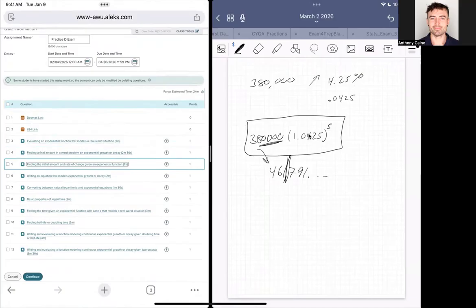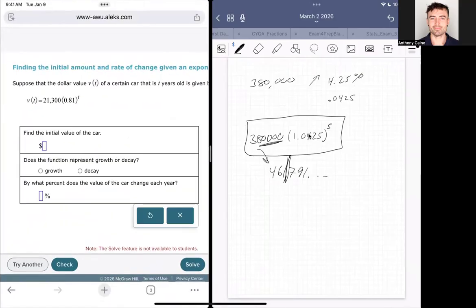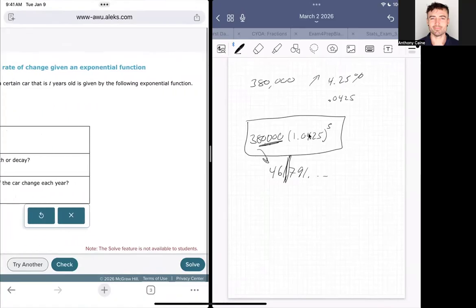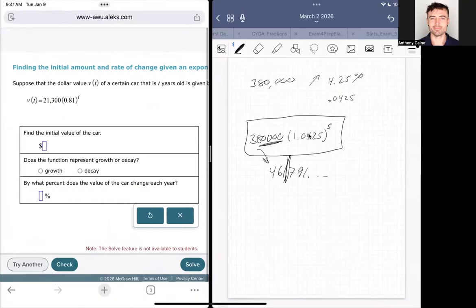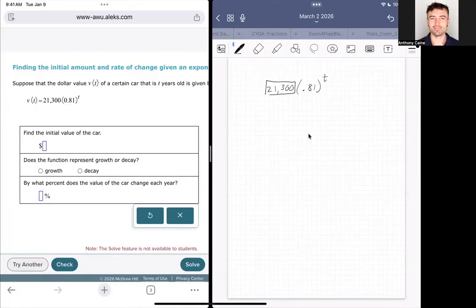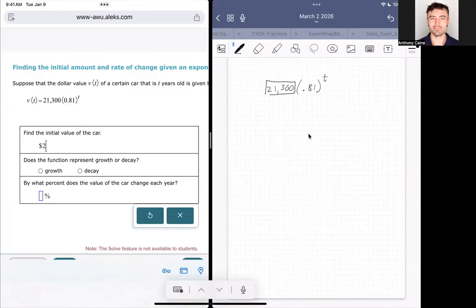Finding the initial amount. Sure, let's take a peek at that. So suppose the dollar value of a certain car is given by the following formula. Okay, fine. And so by the way, what's this formula saying? It's saying that the car originally cost $21,300, and every year that goes by, it's only worth 81% of what it was the previous year. So what's the initial value of the car? It's this. This is the initial value. That's going to be this first entry here.